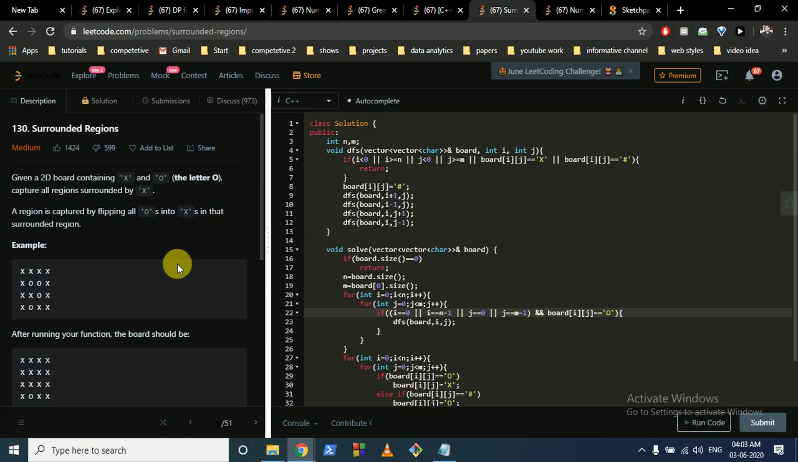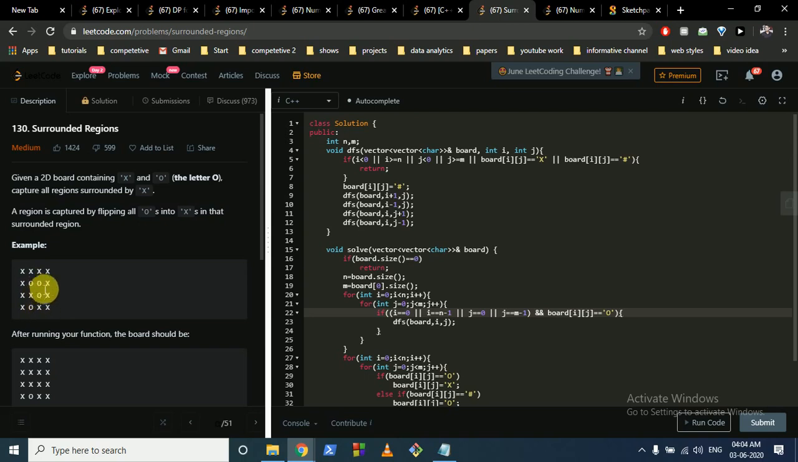Now, if you have seen, what we have to find here is that any of the regions of O's which are connected to an O on the boundary will not get captured. How? I'll tell you. So let's assume there is a 0 here also, and there is a 0 here and there is a 0 here. Then all these zeros will be connected, 0, 0, 0, 0, 0.